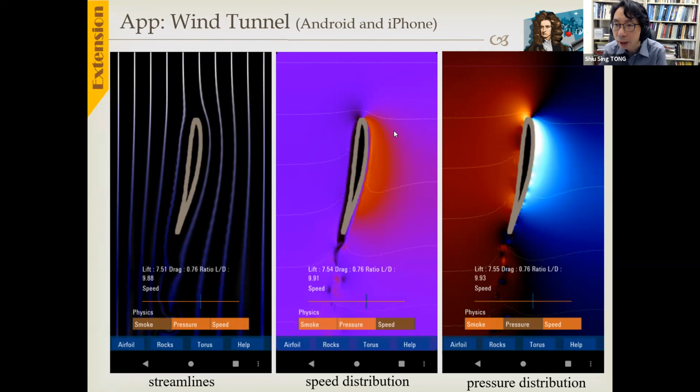I'll answer a question later. Okay, you draw the streamline, and you can also display the speed distribution. Here the wind speed is larger. The wind speed below is smaller. Okay, and this is displayed with different colors. Now there is also the display of the pressure. The pressure here is lower. The blue part is lower, and the red part, the pressure is higher.